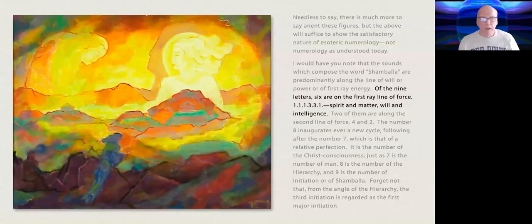Next. Of the 9 letters, 6 are on the first ray line of force, 1, 1, 1, 3, 3, 1: spirit and matter, will and intelligence. Interestingly, DK includes the number of matter, 3, as one of the sounds expressive of the first ray, thus suggesting that, as before mentioned, it is by means of the world of form that the purpose of deity is fulfilled. And in this way, they become inextricably bound.